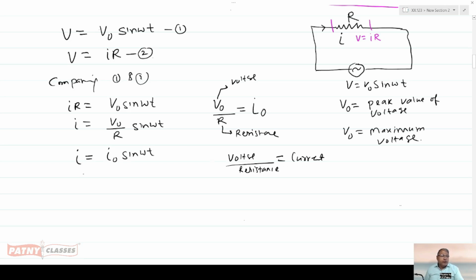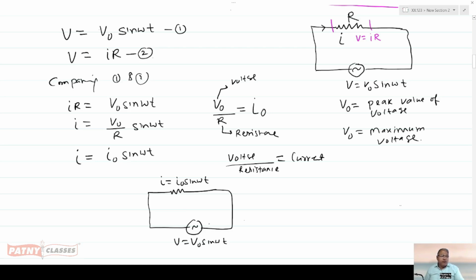So whenever you have a resistor connected across AC supply, how do you write the voltage? Voltage is V naught sin omega t. Then how do you write the current? The current can be written as I equals I naught sin omega t. This is the instantaneous value of the current. So whenever a resistor is connected across the AC supply, you must use V equals V naught sin omega t and I equals I naught sin omega t.